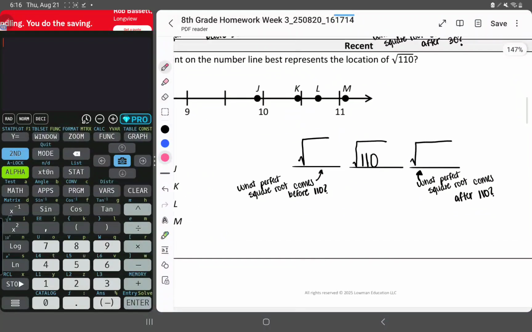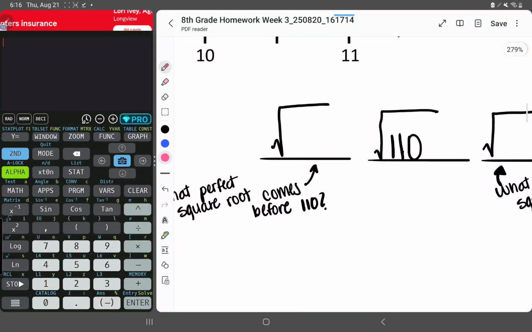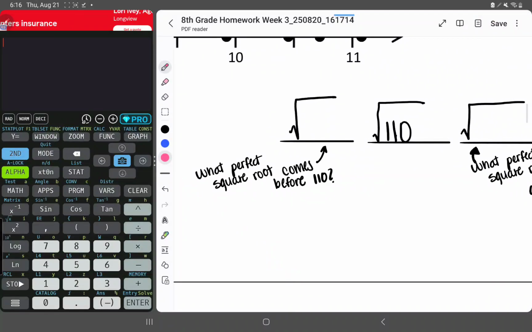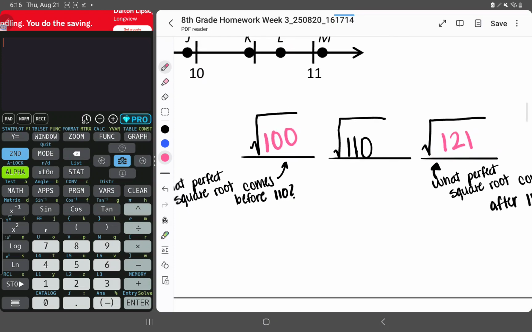Same thing, we're doing the same thing here, but we're going to try to estimate it a little bit better. So it wants us to pinpoint the location of the square root of 110 without using a calculator. So we're looking for the perfect square that comes before 110, which would be 100. And then we're looking for the perfect square that comes after 110, which would be 121. Now the square root of 100 is 10, and the square root of 121 is 11.